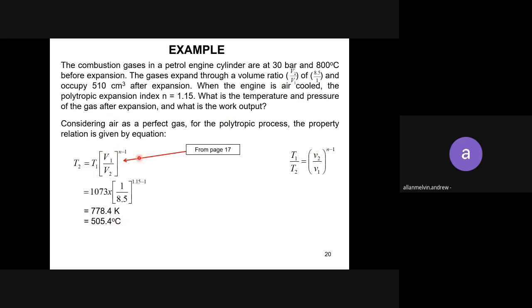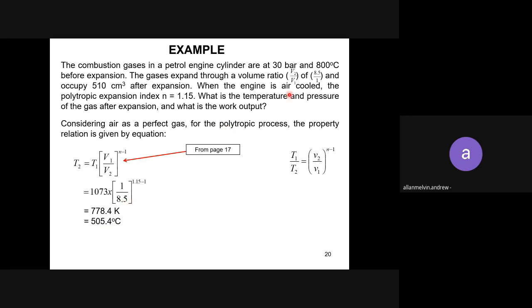Okay, so you replace all the information. T1, make sure you are not using 800 in Celsius. You need to convert it to Kelvin. So 800 plus 273, you get 1073, times V2. The equation is V2 over V1, so here it is V1 over V2, so you invert it, 1 over 8.5. N is 1.15, so 1.15 minus 1. Okay, you solve this, you will get the value in Kelvin: 778.4 K. They didn't say, so you can leave it in Kelvin if you want. If you want to convert it into Celsius, because the given value is in Celsius, you just need to minus 273. So you will get 505.4 degrees Celsius.